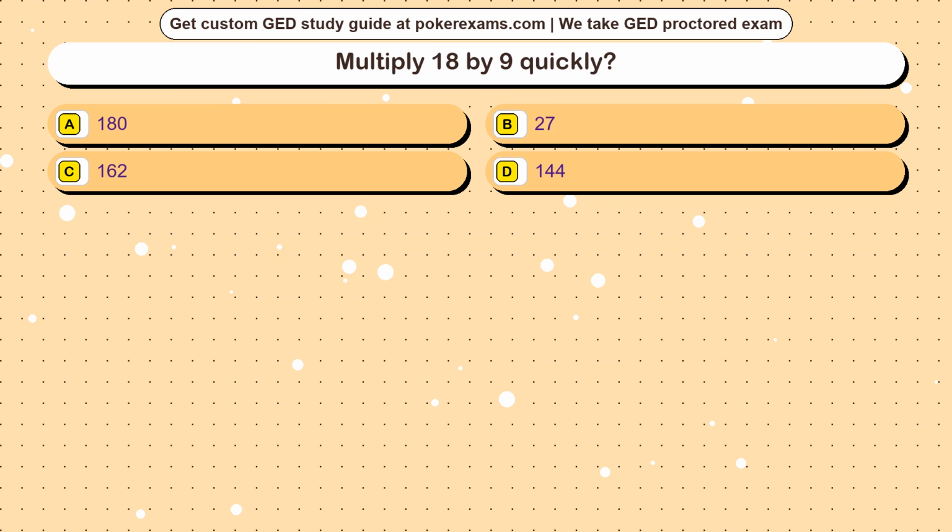Question 12. Multiply 18 by 9 quickly. Option A, 180. Option B, 27. Option C, 162. Option D, 144.